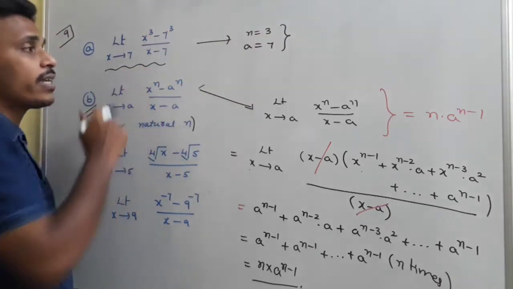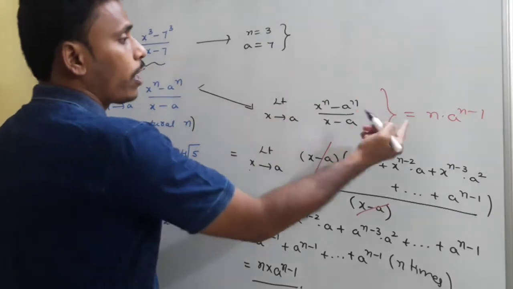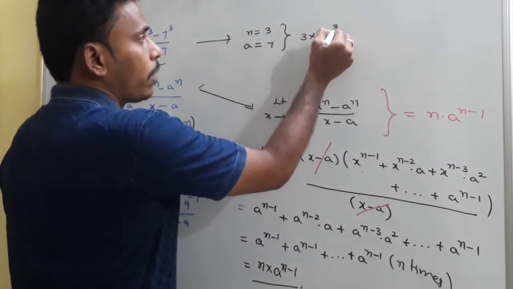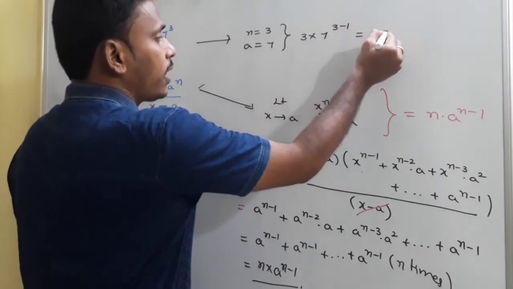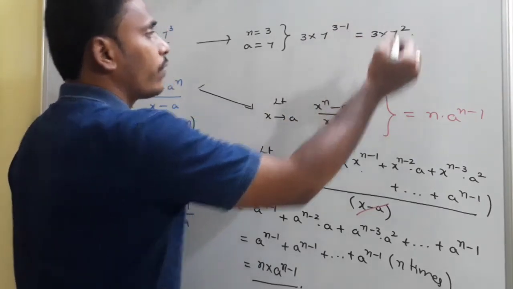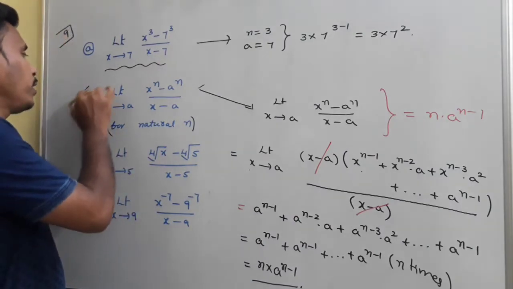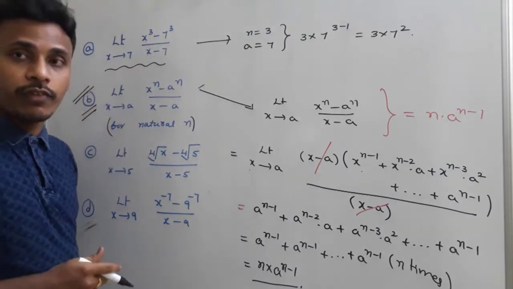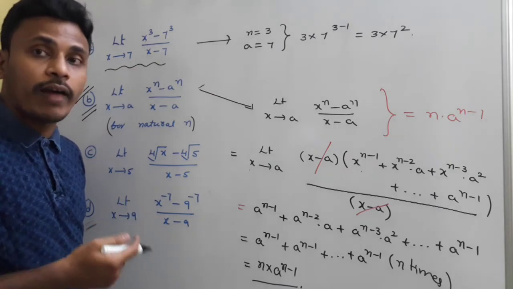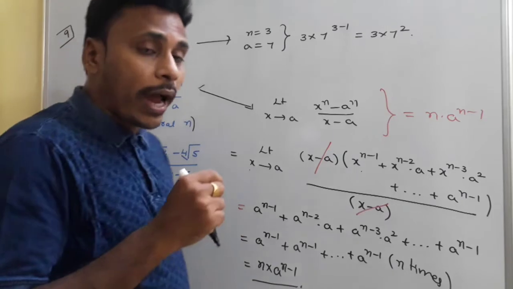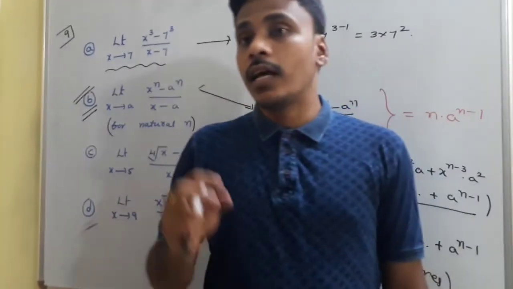After identifying n and a, use this particular formula: n, which means 3, into a means 7, to the power 3 minus 1, and that is equal to 3 into 7 square. So now it is very simple with this b bit to solve problems like the first one without going with the usual factorization.